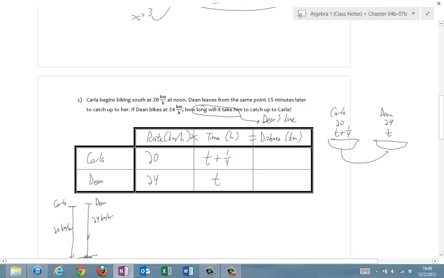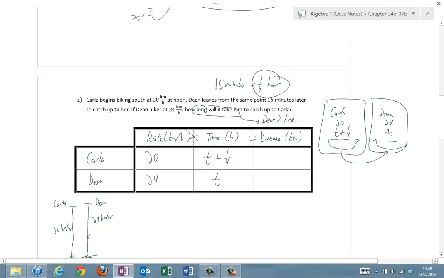So less time, bigger rate; more time, less rate. Now why is it t plus 1/4? Because 15 minutes is 1/4 of an hour, and our units are in hours. Yep, you're going to have to be careful about a lot of things here. That's a big one, and keeping the balance here is the big one too.